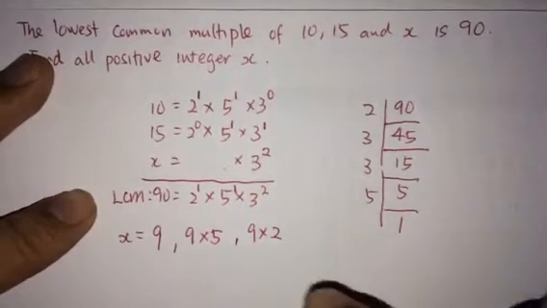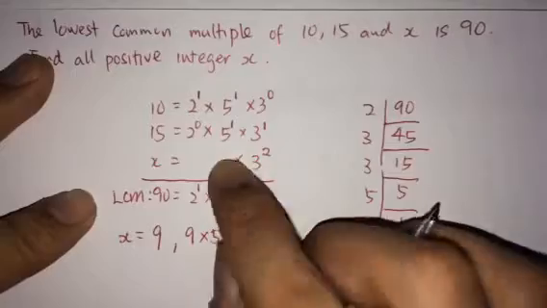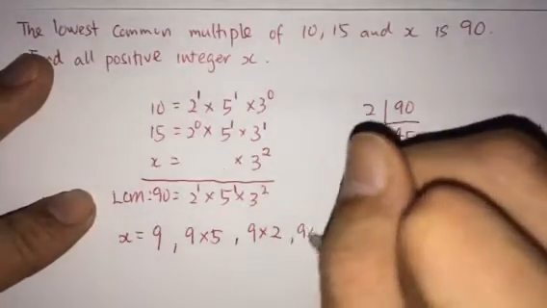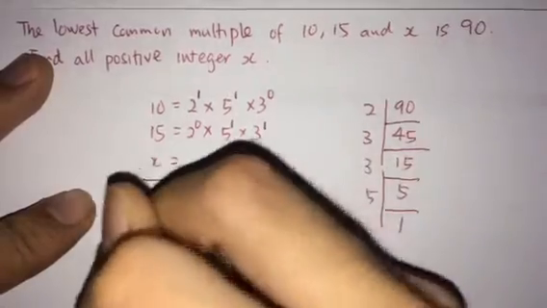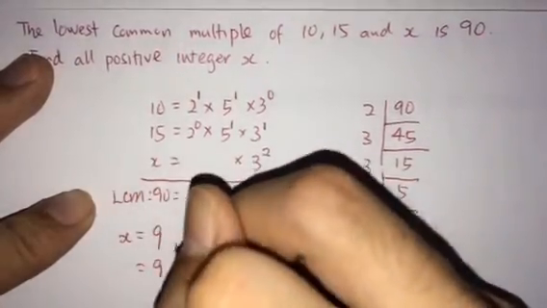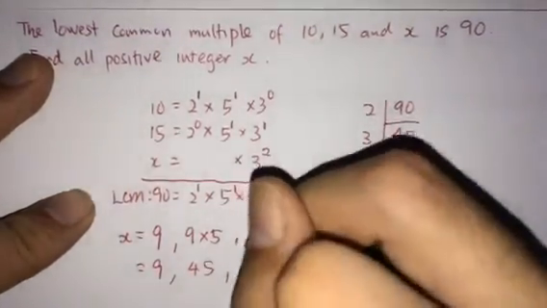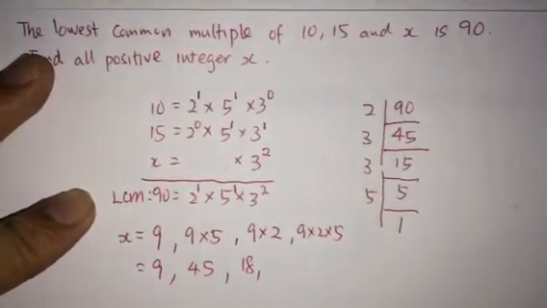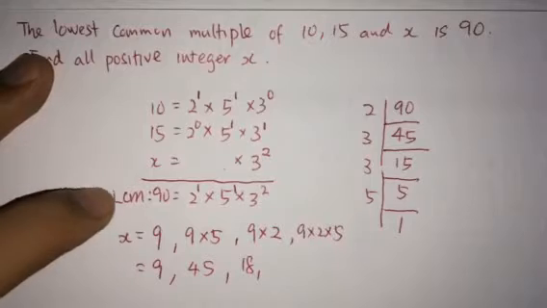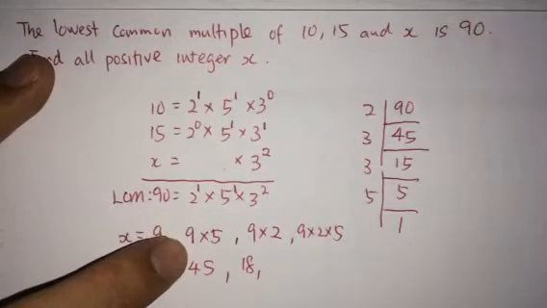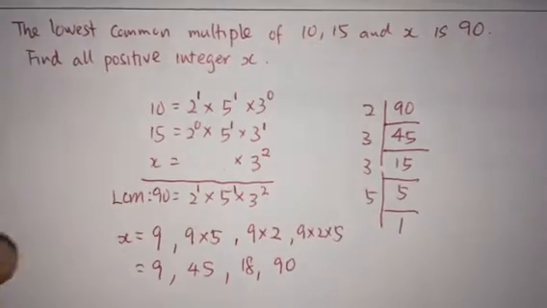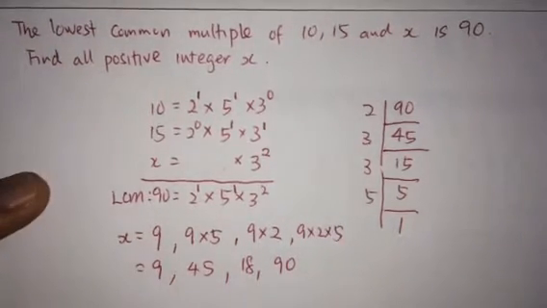We can also have 2 and 5 together at the same time. So, the last possible x that we can have will be 9 times 2 times 5. Evaluating this, we have 9, 45, 18, and 90. So these are all the possible values of x, as you can see here.